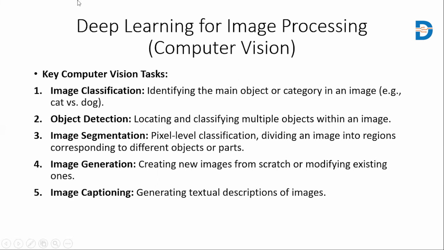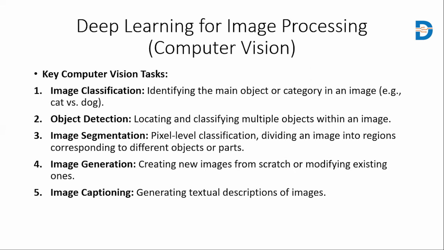Now let's discuss another aspect of deep learning called computer vision. What are the tasks we can perform under computer vision? The very first one is image classification, identifying the main objects or the category in an image. Let's say cat versus dog. We can train the model with lots of images of cats and dogs, and my model should identify or classify the image into the respective classes.